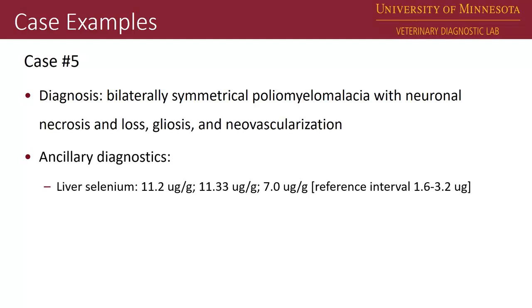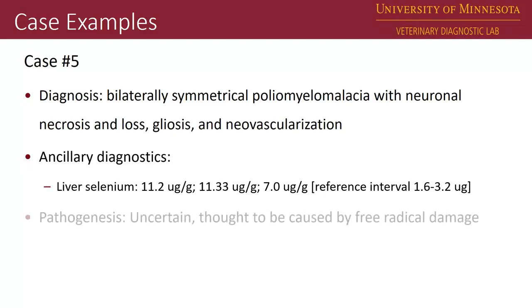And when we look at the ancillary diagnostics, the answer doesn't come from the spinal cord or the brain. It comes from the liver. And so in this case, liver selenium is 11, 11, and 7 on those 3 pigs. Upper reference interval goes to 3.2. So this is a subacute selenium toxicosis. So it's important that when you're looking at these types of things, we get an idea of where the disease is, what the histopathology is, and go from there. In this case, there's a lot of uncertainty. We think it probably has to do with reactive oxygen production and damage by that.